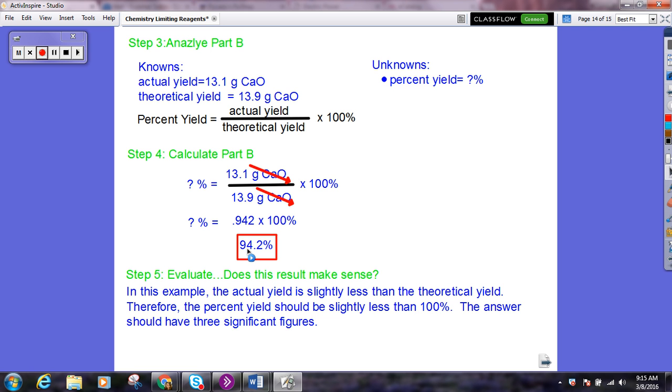So does this make sense? Well, it should make sense. Our actual yield is slightly less than our theoretical yield. Therefore, our percent should be slightly less than 100. 94.2% percent yield is fantastic. So we know our answer should have 3 significant digits. I think we're doing really great.